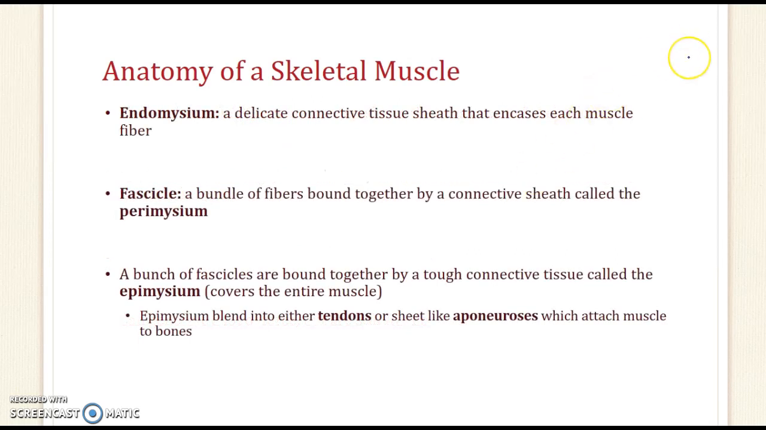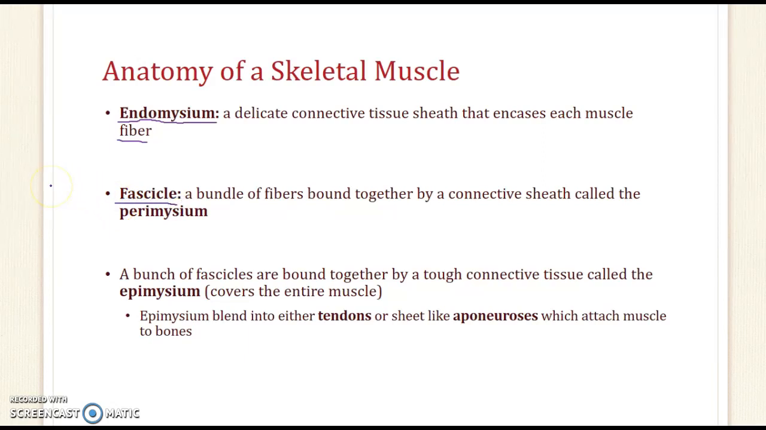So we're going to talk about how skeletal muscle is kind of packaged. I like to think of it as like asparagus at a grocery store. So think for a second that you're going into a grocery store to buy some asparagus. Well, a single muscle fiber is going to be one single piece of asparagus. And surrounding that fiber is what we call the endomysium, which is a delicate connective tissue cover that covers each individual muscle fiber. A bunch of fibers or cells put together is going to equal a fascicle.